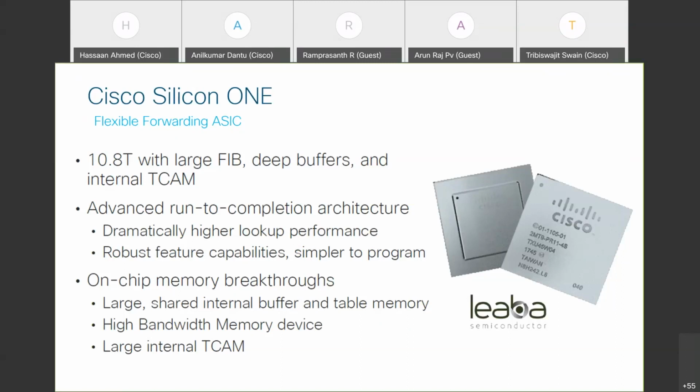It has all your TCAMs to handle your FIB, your ACLs, your packet buffering. Plus, it has an extended buffer also in the chip itself. So, like you had in your NCS 5500 or other platforms, where you have on-chip memory and off-chip memory, here everything is inside the chip itself. So it doesn't have to leave the chip for processing the packet. So that way, it is able to achieve high throughput and high processing of the packet.